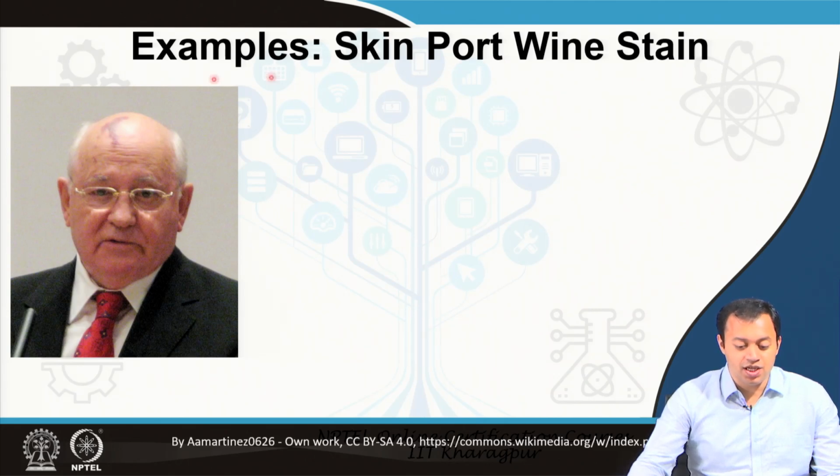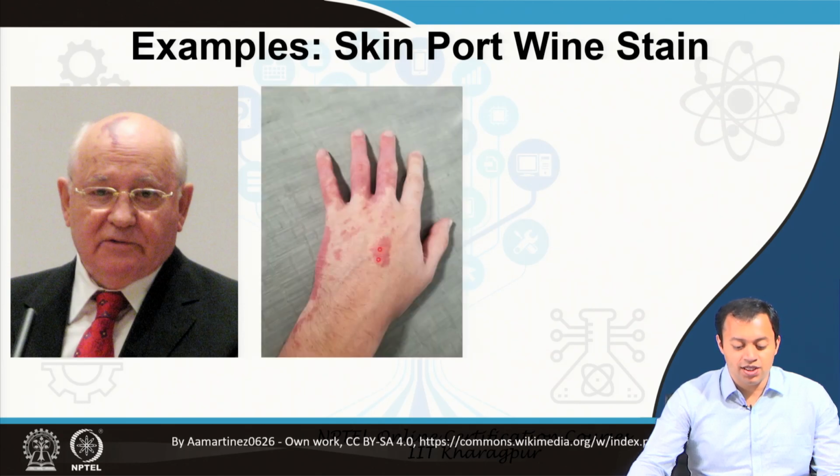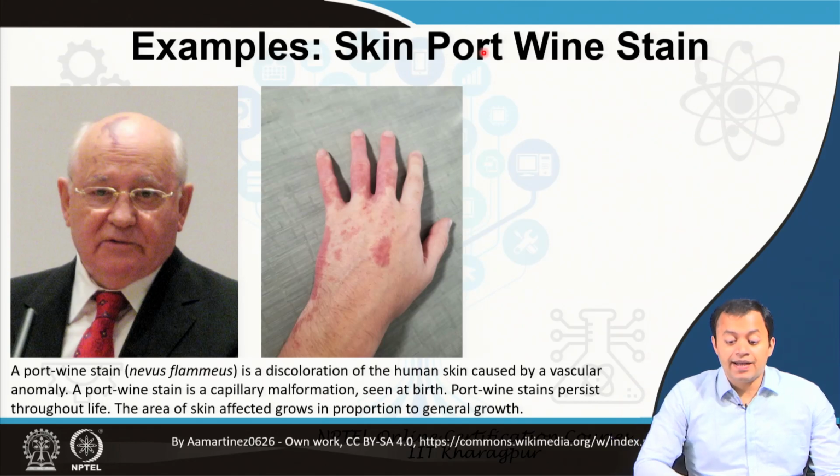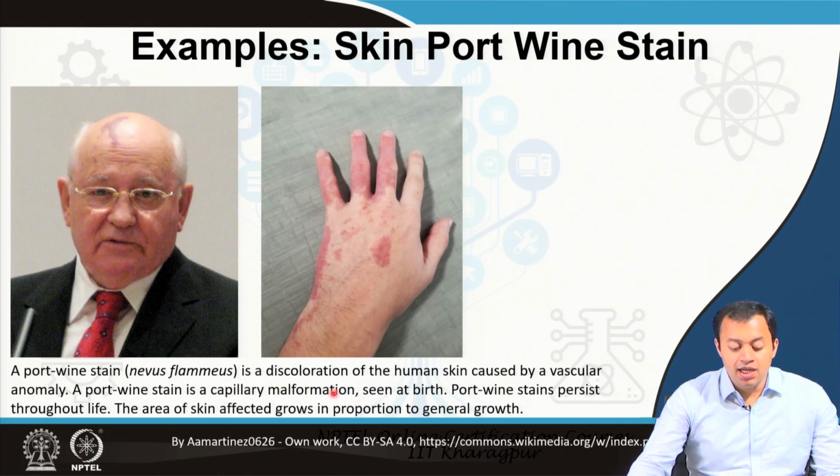So, this is the port wine stain. This is a congenital defect. It usually happens on faces, but also happens on the head, neck and hands. This is discoloration of the human skin caused by vascular anomaly. So, this is port wine stain, named after the port wine that is the specialty of Portugal. This is this specific color, and what it basically means is capillary malformation.